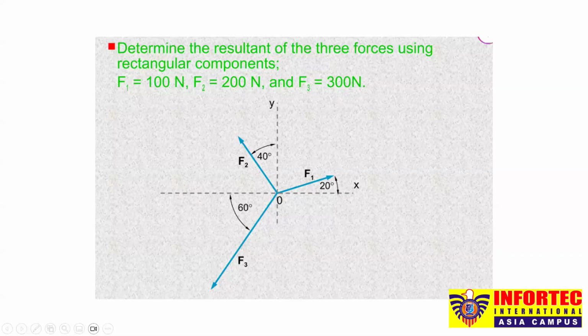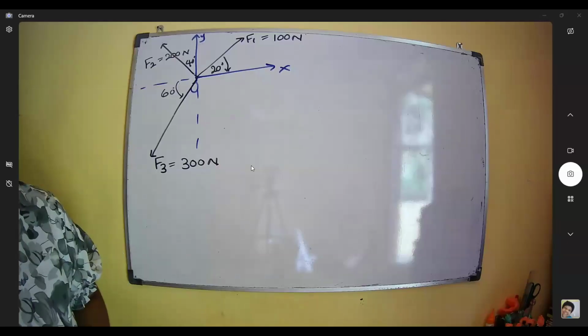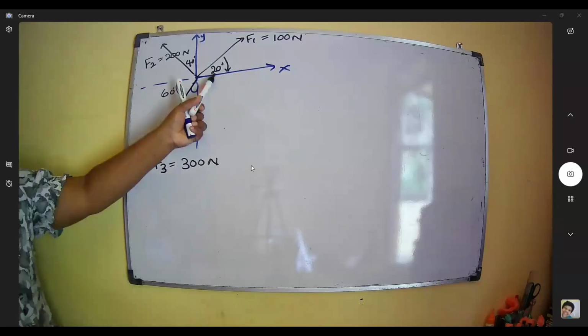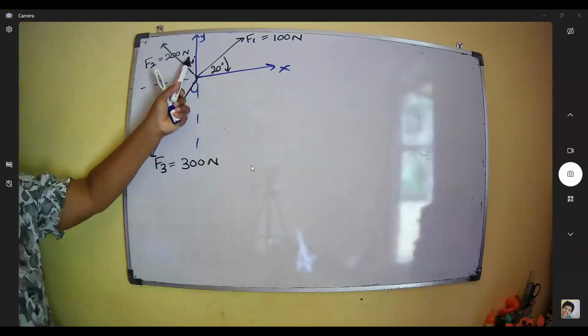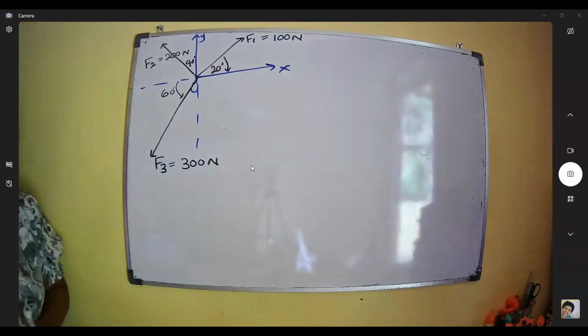We will see how to calculate it. You can also try it. Right. Here you can see the example on the board, with the x and y directions mentioned, and also 20, 40 and 60, 100, 200 and 300. Right.